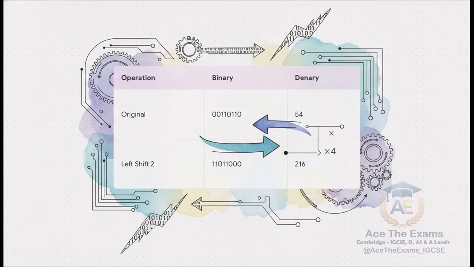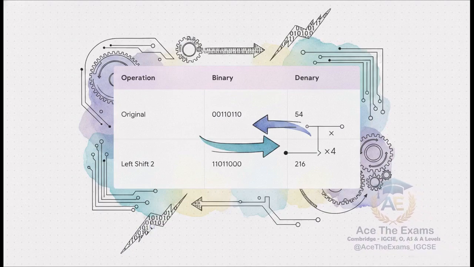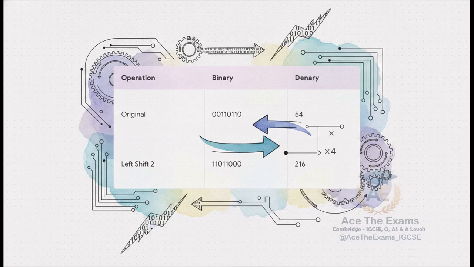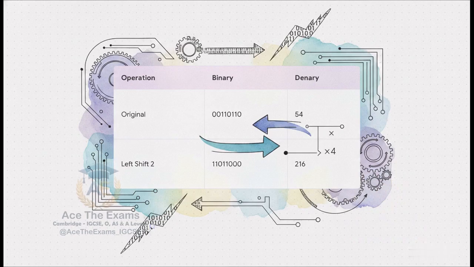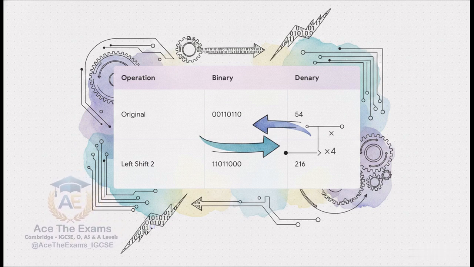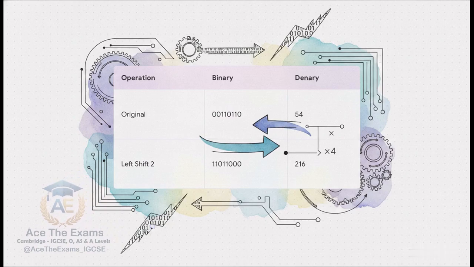Now that we deeply understand the absolute danger of those physical boundaries, let's look at how we manipulate numbers inside them. Let's take an original 8-bit number, which has a denary value of 54. We're going to perform a logical shift. If we shift every single bit 2 places to the left and just fill the newly empty rightmost slots with zeros, our new value suddenly becomes 216.